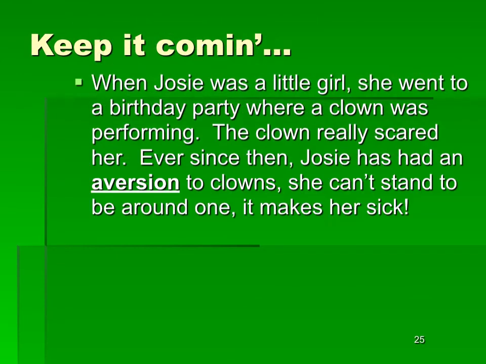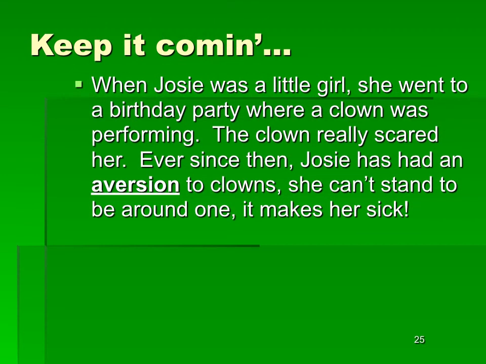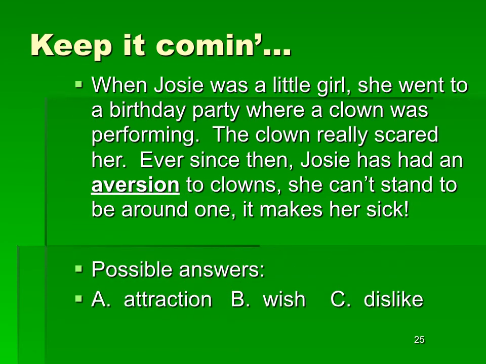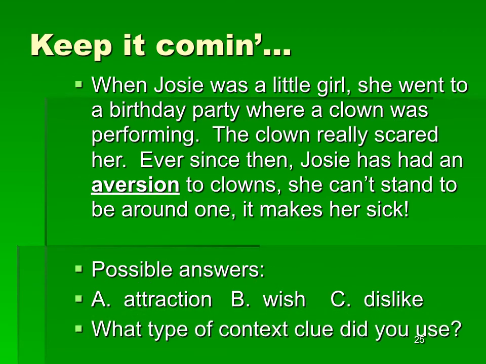All right, keep it coming. When Josie was a little girl, she went to a birthday party where a clown was performing. The clown really scared her. Ever since then, Josie has had an aversion to clowns. She can't stand to be around one. It makes her sick. So what do you think aversion means? A, attraction. B, wish. Or C, dislike. Once again, tell me what type of context clue did you use to figure out aversion?